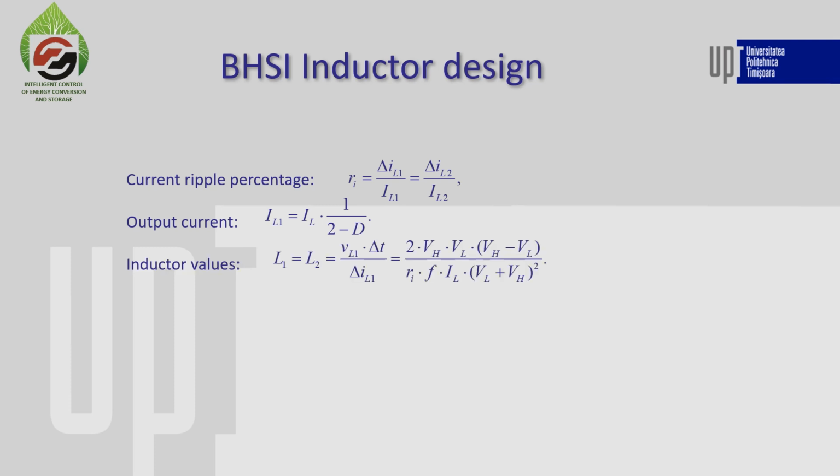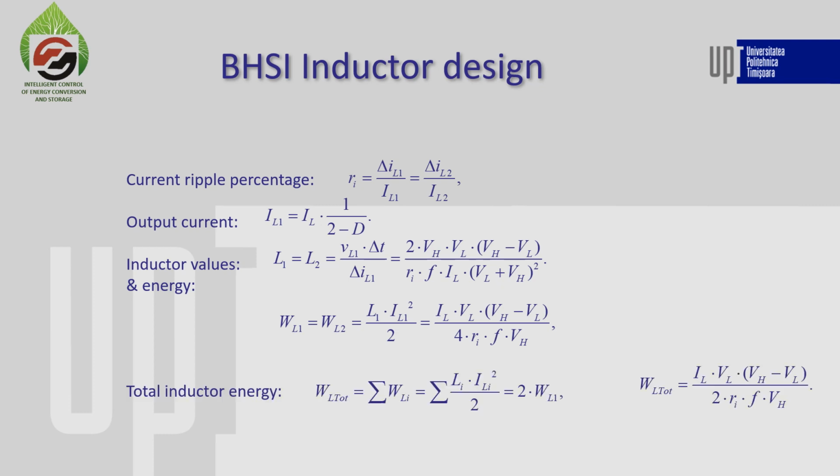Then we can continue by calculating the inductor values and their energy and the total inductor energy. And again, even if this topology is so much more different than the conventional buck-boost converter, and even different from the bidirectional hybrid switched capacitor converter, we have the same total inductor energy as the conventional buck-boost converter and as the bidirectional hybrid switched capacitor converter. Also, this is an important aspect to keep in mind.